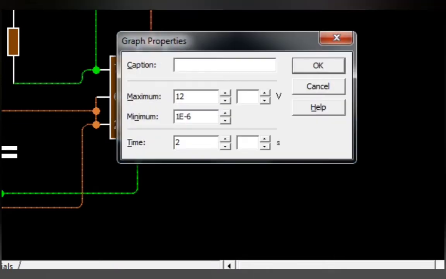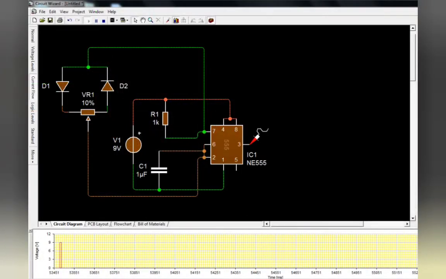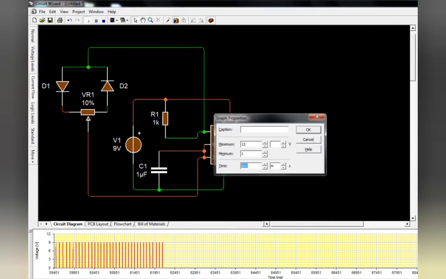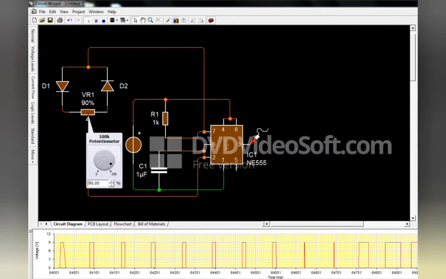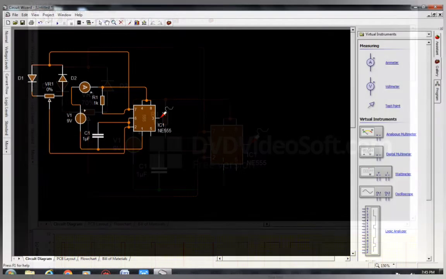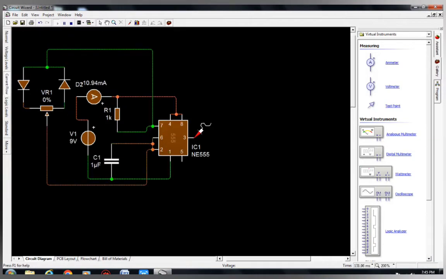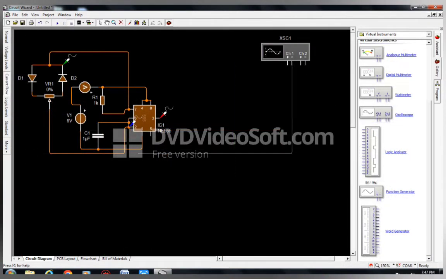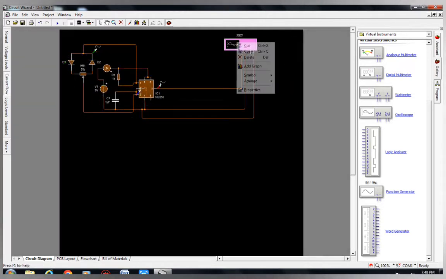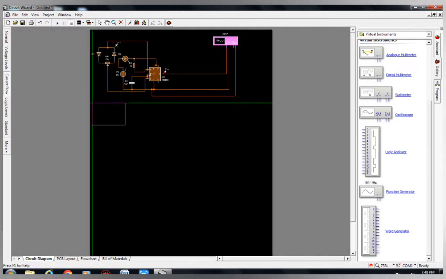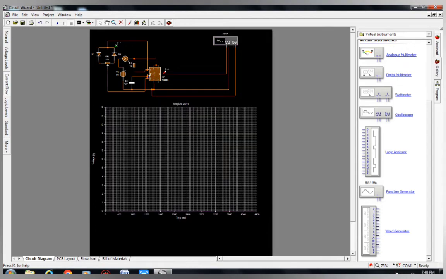To see the signal, I have to decrease the time period of the graph. So you can see that is the square wave, and this is the modulated pulse. The modulation is controlled by the potentiometer. You can see that as the potentiometer is increased and decreased, the width of the pulse also increases and decreases.